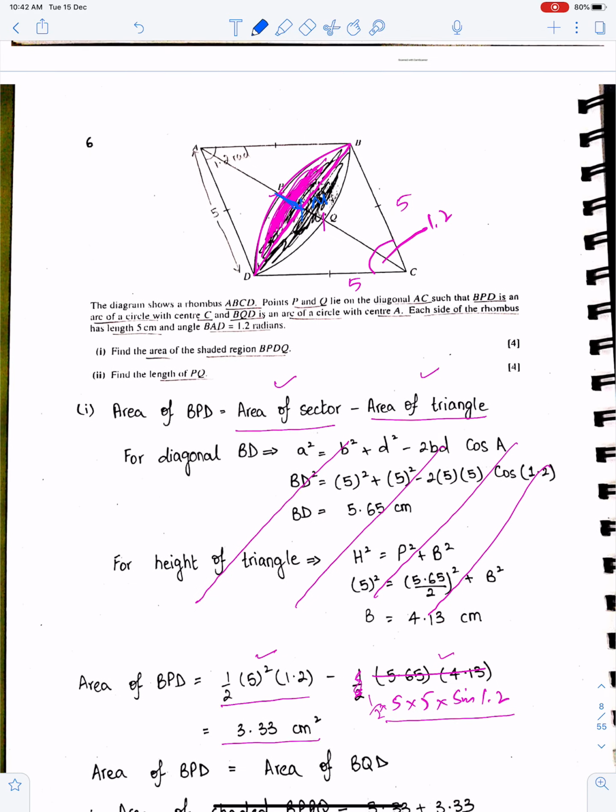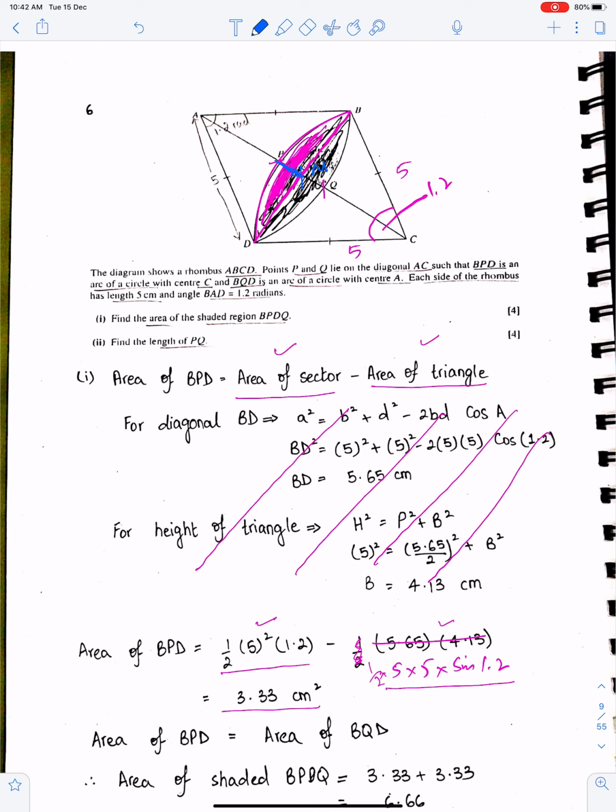See. Get this length, CM. Let me draw this here. C M D, and we have this is 5, this is 90 degrees, and we have this angle is 1.2. Oh sorry, this angle is 0.6. So we can easily get this length CM.